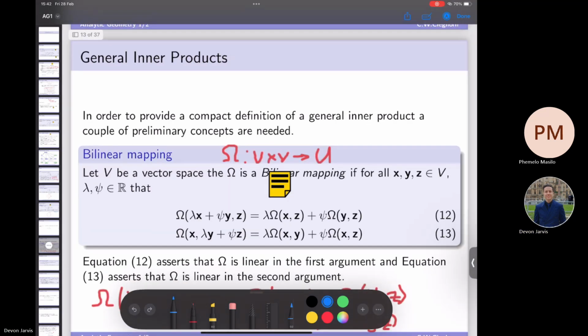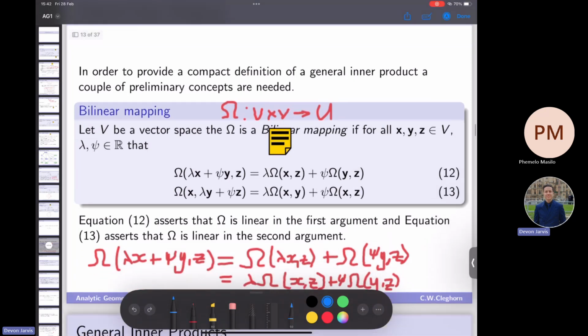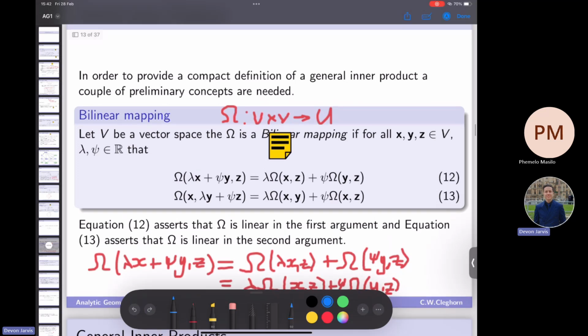Okay. There are general inner products then, and this is getting a little bit more important, the fact that you can define more interesting ways of measuring distance on a space. So in order to provide a compact definition of a general inner product, a couple of preliminary concepts are needed. The first is bilinearity. So we covered the concept of linearity, right? It's when you can FOIL something.